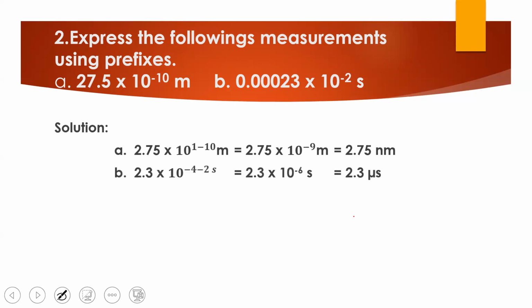The second part is 0.00023 multiplied by 10 to the power minus 2. So we will move the point, and it will be 2.3 multiplied by 10 to the power minus 4. And minus 4 and minus 2 will add up, and it should be 10 to the power minus 6. So we will get 2.3 microseconds as the answer.